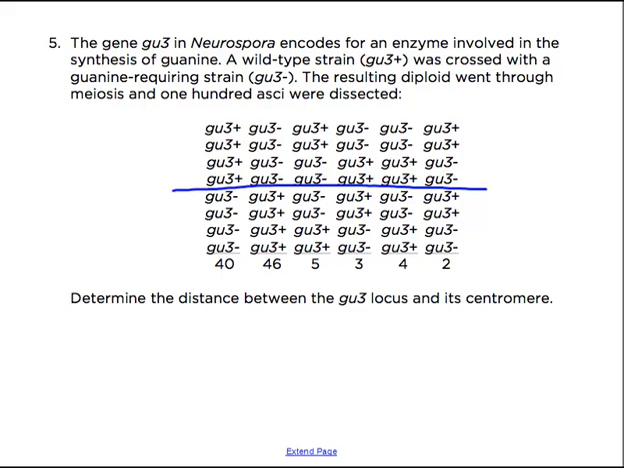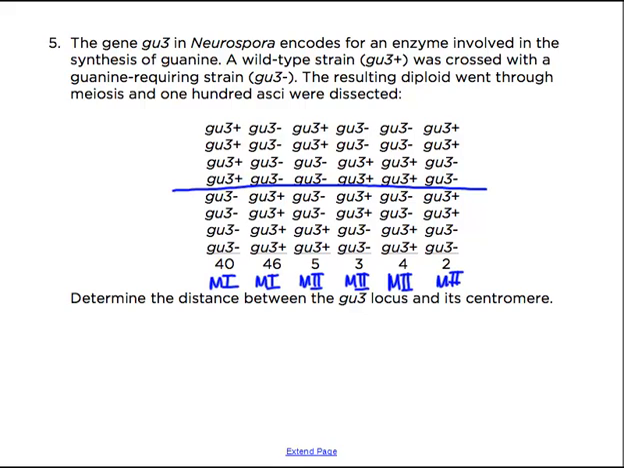So let's look at the first one. All of them are GU3 positive, so this is M1. The next one, they're all GU3 minus, which is M1. Remember, it doesn't matter what is above the line as long as all four are the same. So the next one, half are plus and half are minus, which means it's an M2 segregation pattern. Same for the next one. Then the next one is half minus, half plus, M2. And then half plus, half minus, another M2.